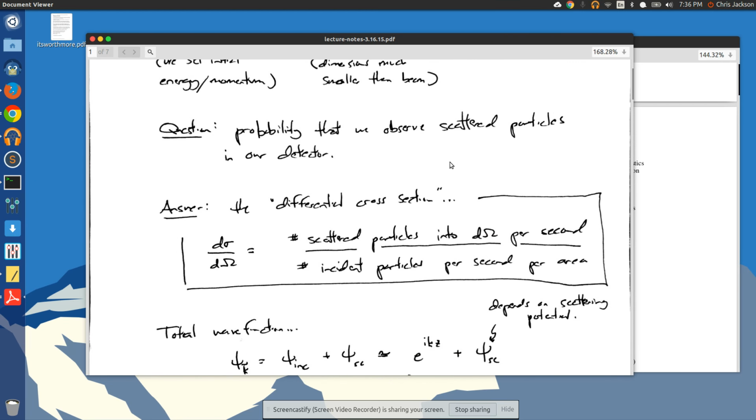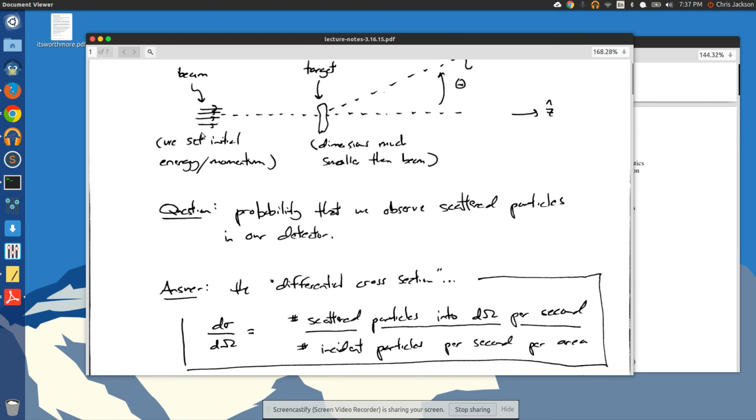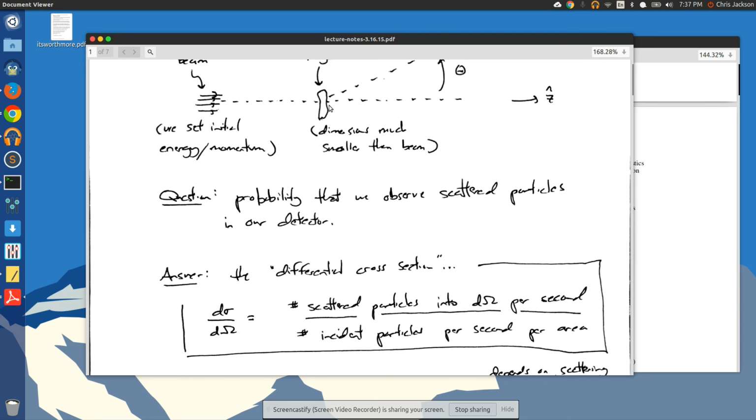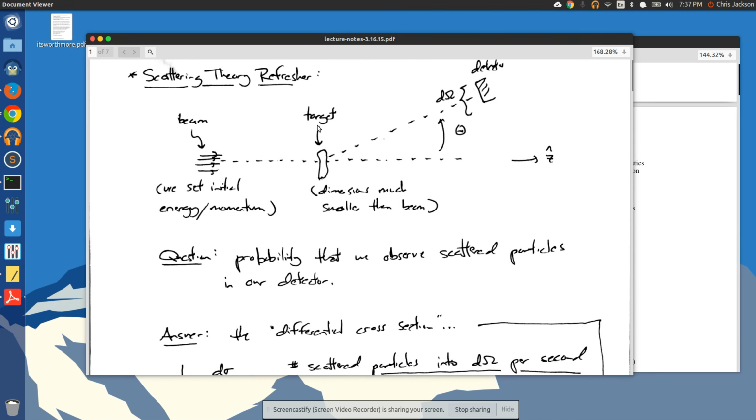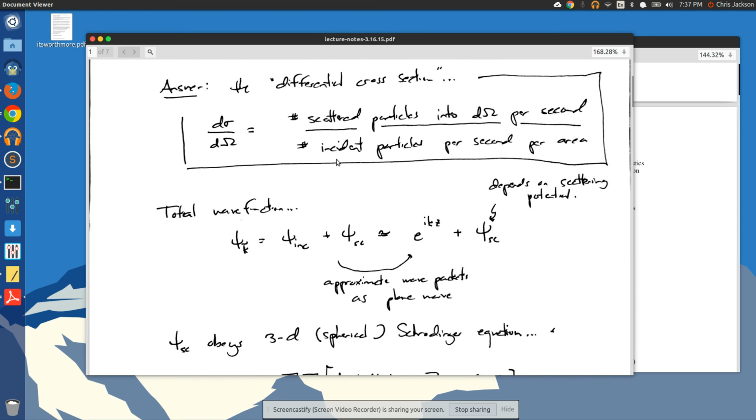So our main thing that we try to compute in scattering theory is the cross section, or the differential cross section. Typically, it's basically the number of scattered particles that we get in our detector per second, divided by the number of incident particles. That's a number that we know, because we have an idea of the number of particles in our beam. So what we really need to compute is the scattering amplitude, or the probability that the particles scatter. But we know this denominator.